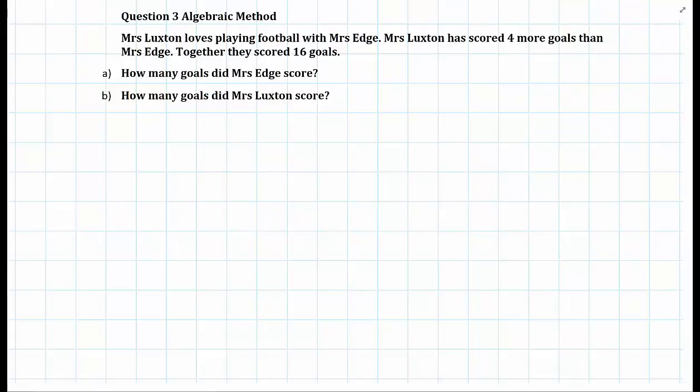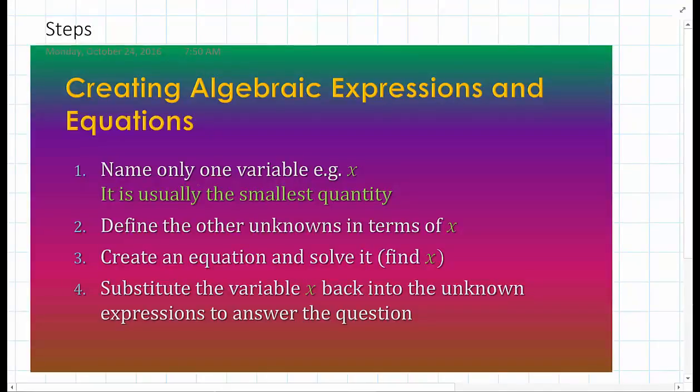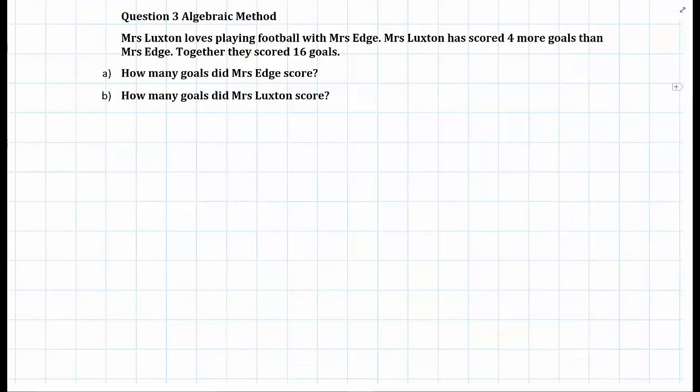Question 3, using the algebraic method. The first thing we need to look for is to see who has the least amount of goals. We can see that Mrs. Luxton has 4 more goals than Mrs. Edge, so Mrs. Edge has the least amount of goals. So let's now look at our steps. Step 1. Name only one variable, which is x, and it is usually the smallest quantity. So the smallest quantity is Mrs. Edge.